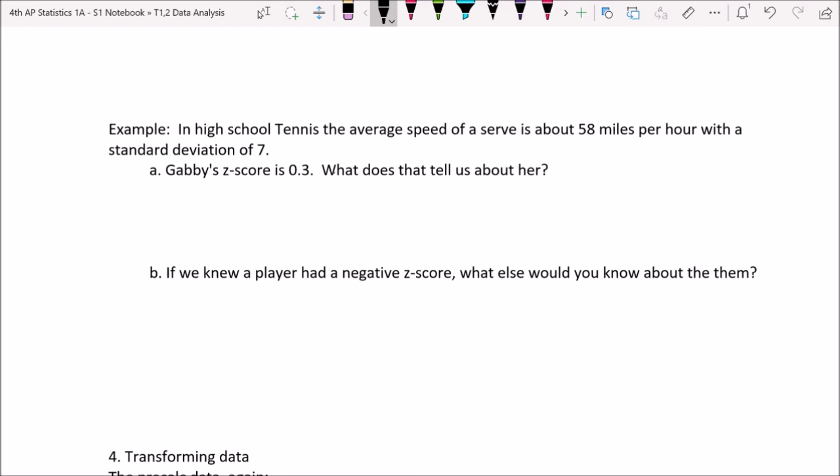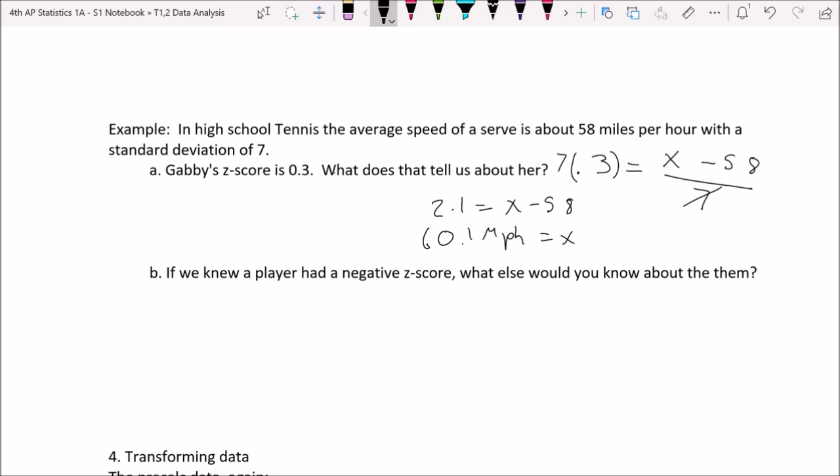Here's what it says. If her z-score is 0.3, and we don't know how fast she serves, but we do know the mean. I'm just using the z-score formula, by the way. And we do know the standard deviation is 7. We have a chance to calculate the speed of her serve. Let's multiply both sides by 7. And so 7 times 0.3 is 2.1. So 2.1 equals x minus 58. Go ahead and add 58 to both sides. And we get that she serves with a speed of 60.1 miles per hour. Okay, so just knowing a z-score and a few details, we can calculate individual values.